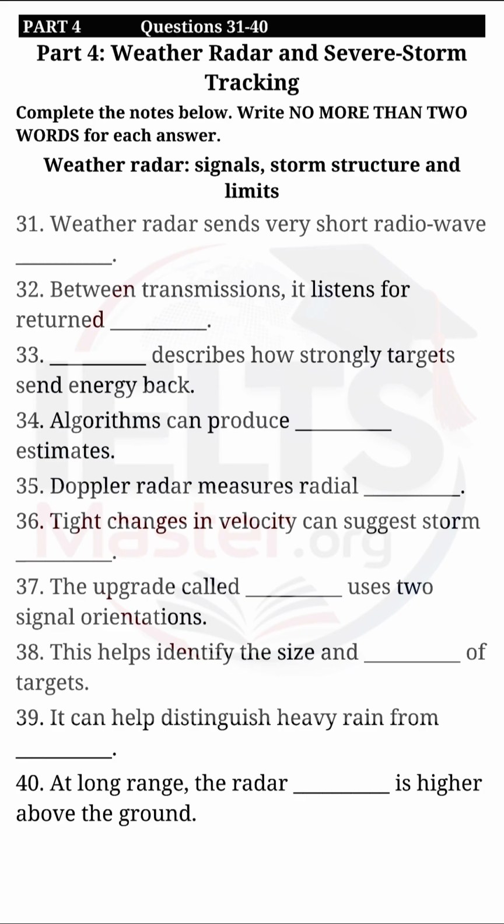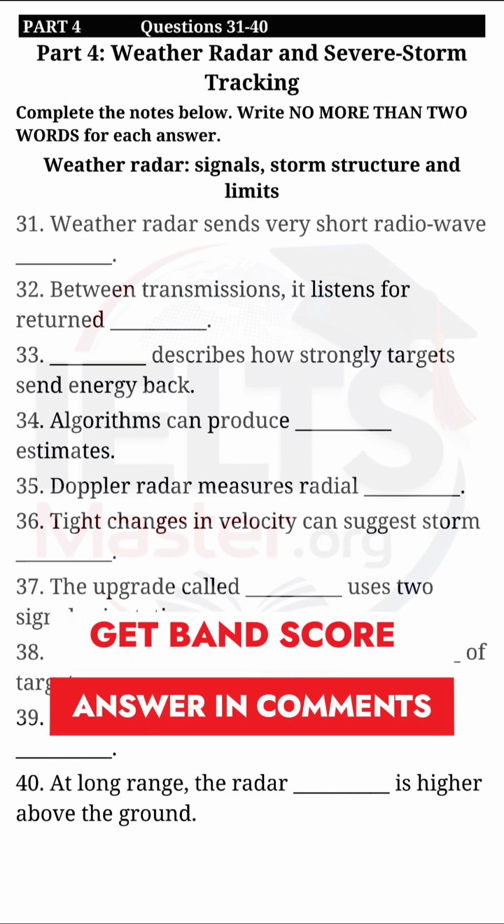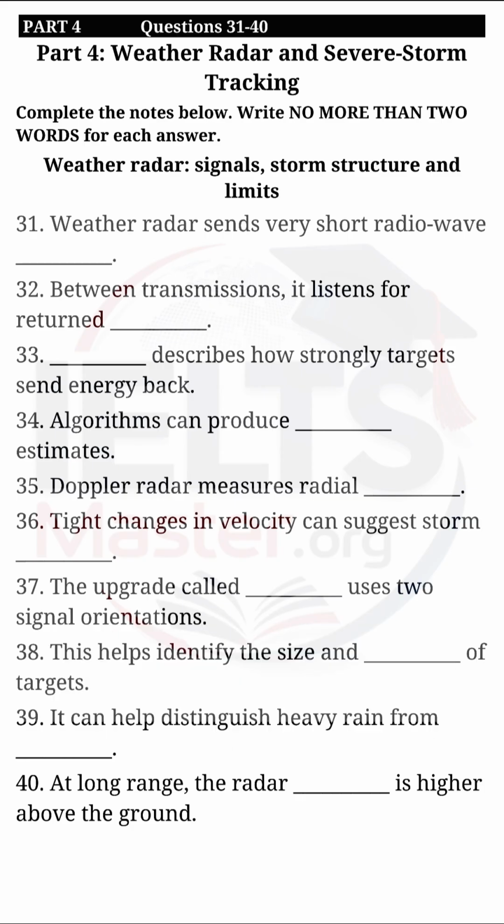Radar still has limitations. At long range, the radar beam is higher above the ground because the Earth curves away beneath it and the beam itself rises with distance. This means low-level features near the surface may be missed far from the radar. Mountains can also block part of the beam, creating areas with poor coverage. In addition, radar cannot tell a forecaster everything about what is happening at the ground, so spotter reports and surface instruments remain useful. For that reason, radar is only one part of severe weather monitoring.